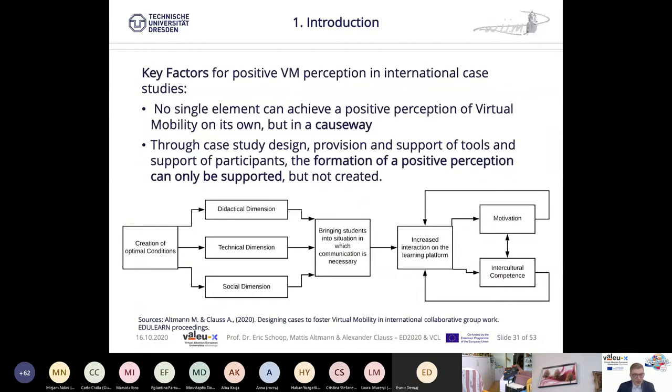So as we've seen the elements before, none of these elements can achieve a positive perception of virtual mobility and online teaching on its own, but in a causeway. So through case study design or task design, provision and support of tools and support of participants, the formation of a positive perception can only be supported, but not created. And how to support? You see it here. We need to create optimal conditions in the before mentioned didactical dimension, in the technical dimension, and in the social dimension. And with these optimal conditions, we need to bring the students into a situation where communication is necessary. The rest works on its own.